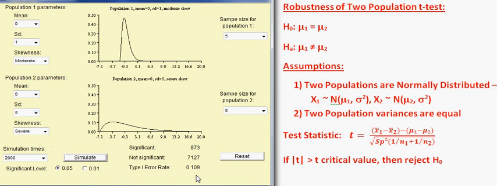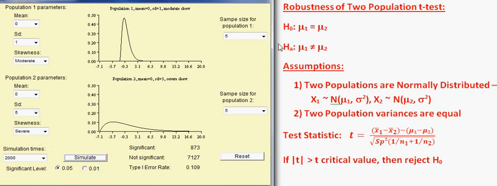So in real life, we are not going to be simulating 2,000 times. We are going to take one sample from population 1, one sample from population 2, and with 0.05 we are going to make a decision. So we are going to be thinking that our type 1 error rate is 0.05, but the true type 1 error rate is actually 10%. So the true error rate is going to be different than our planned alpha if the assumptions are not true.